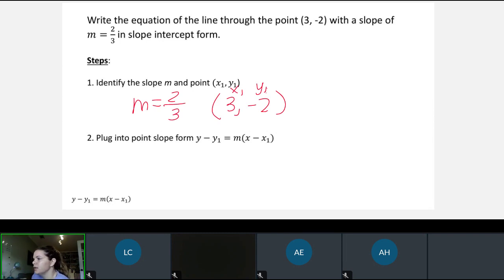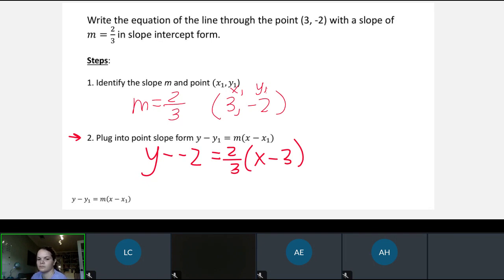Now I'm going to go ahead and plug it in, step 2, plug it into my slope formula. So I've got y minus -2 equals 2/3 times x minus 3. I'm going to pause here. Are there any questions about how I got any of those numbers to plug in?